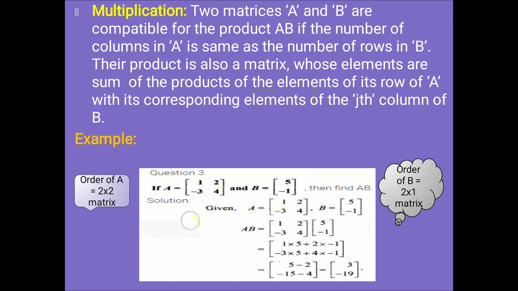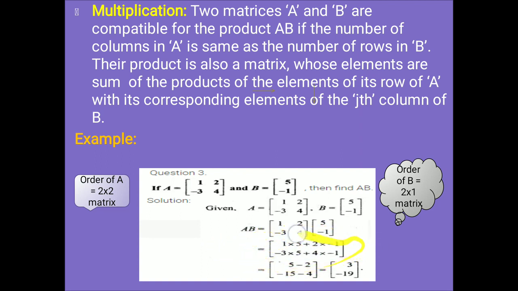So how am I going to multiply? If I talk about the first row of matrix A, then 1 and 2 will be multiplied with 5 and minus 1. How? 1 into 5 then 2 into minus 1, and in between you will get a plus sign, that is the addition sign. So 1 multiplied by 5 then 2 multiplied by minus 1, but in between those a plus sign will come. It is a necessity of this multiplication.